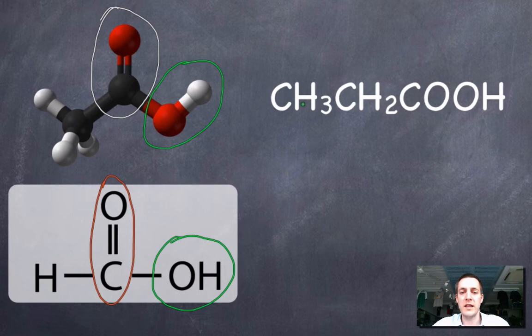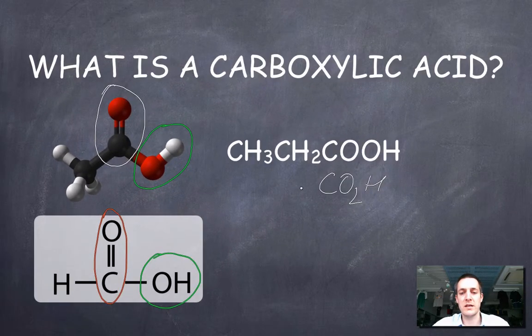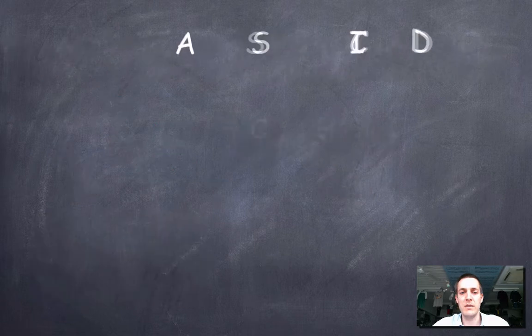And if we're writing that in a structural formula, we write it as COOH. What you sometimes see is CO2H, but that's not as common as COOH. Okay, so there we are. That's how to spot a carboxylic acid. Let's move on to talking about how we name them.